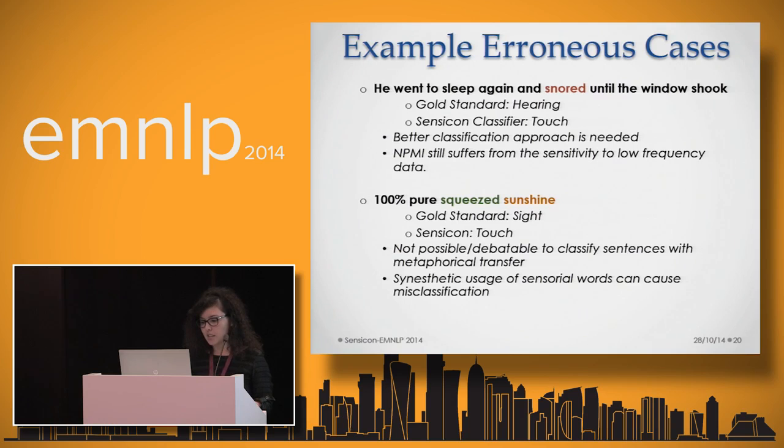Our second error case is an advertisement slogan. "It's a 100% pure skew sunshine." The gold standard says it's a sight word, but Sensicon says it's a touch word. Actually, sometimes it's not possible, or it's debatable, to classify sentences with metaphorical transfer. Here, we can see a synesthetic metaphorical transfer, which uses touch and sight words together.